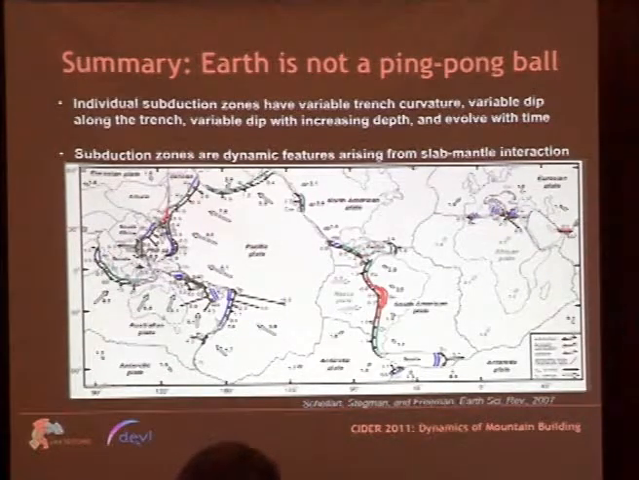Okay, so here are some reasons why, and this is our map of subduction zones. I'll explain these colors in a second. But these things all vary, and a ping pong ball type thing would predict no variations in trench curvature, dip along the trench, dip increasing with depth, and that they would not evolve with time.